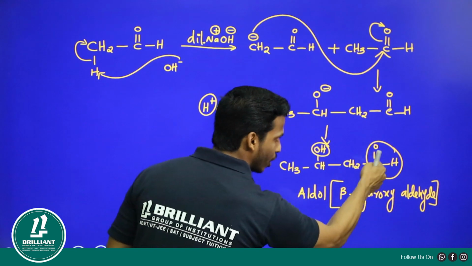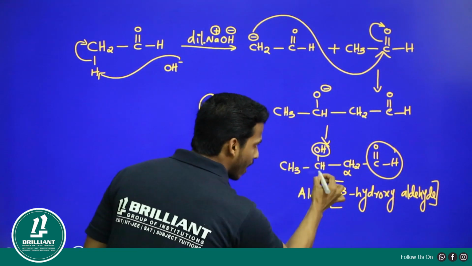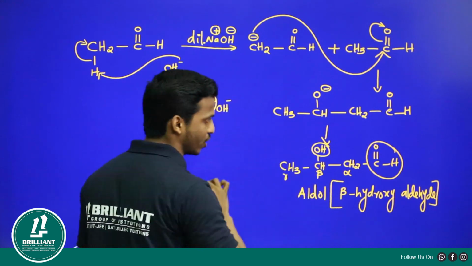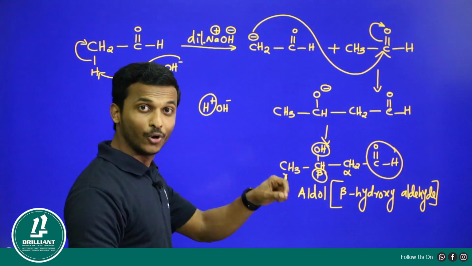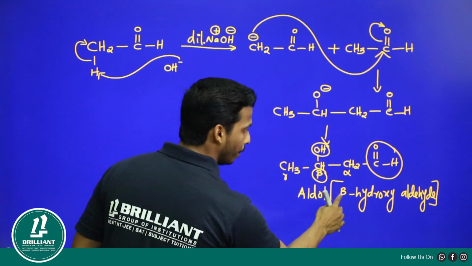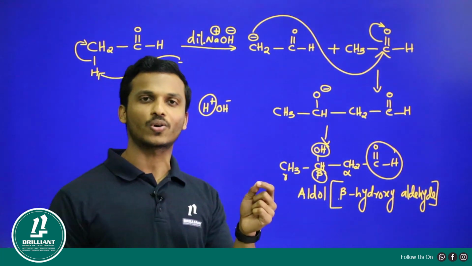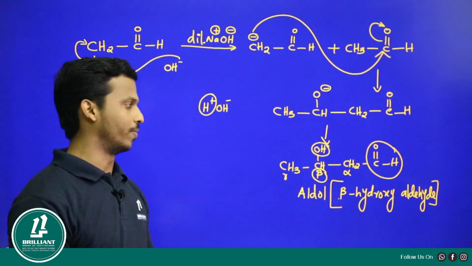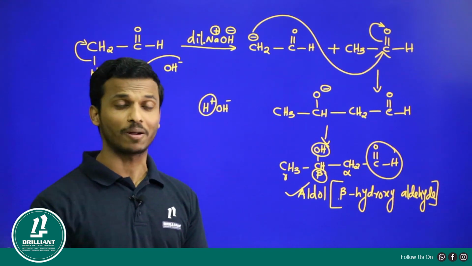The nearby carbon to the main functional group is called alpha carbon. The next carbons are called beta, gamma, etc. So here the beta position contains one hydroxy group. Therefore it is known as beta hydroxy aldehyde. The short form of beta hydroxy aldehyde is called aldol. The process is not completed.